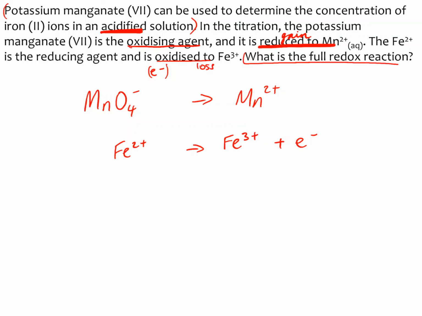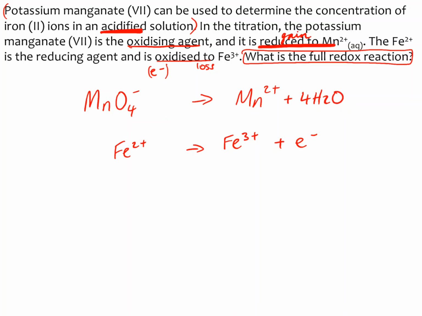Now the full redox reaction is the question that they're actually asking for. And that involves us doing the two half equations, one of which we've done already, and combining them, cancelling electrons to form the full ionic redox reaction. So let's balance the manganate reaction. MnO4- forming Mn2+. Central element is Mn, and we've got 1 on each side, so that's balanced. Next step is to balance the oxygens. We have 4 on the left, so we need 4 waters on the right hand side.